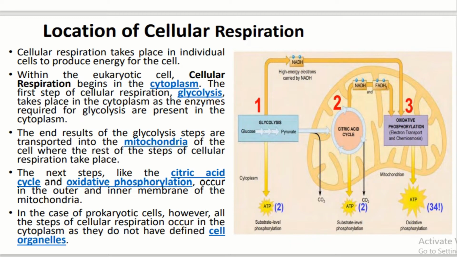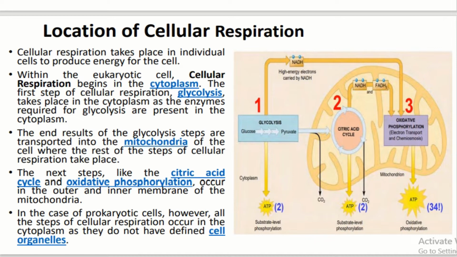Within the eukaryotic cell, cellular respiration begins in the cytoplasm. The first step for cellular respiration is glycolysis, which takes place in the cytoplasm as the enzymes required for glycolysis are present in the cytoplasm. The end result of the glycolysis steps is transported into the mitochondria of the cell, where the rest of the steps of cellular respiration take place.